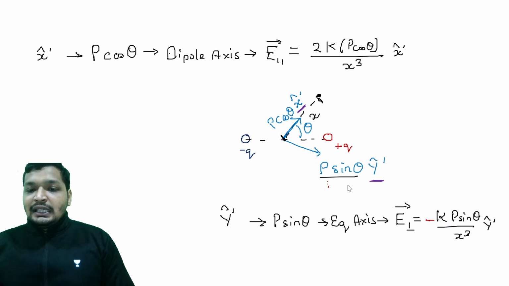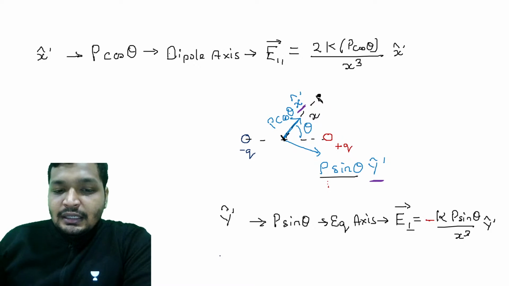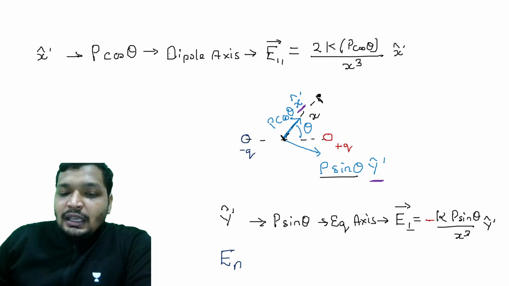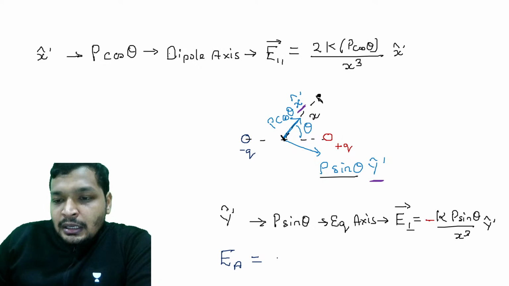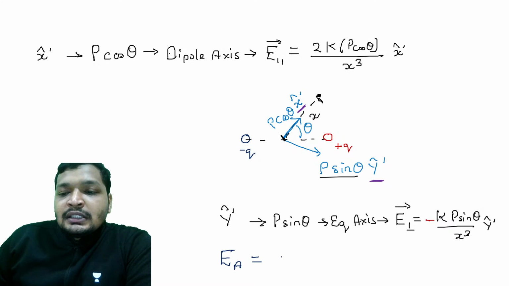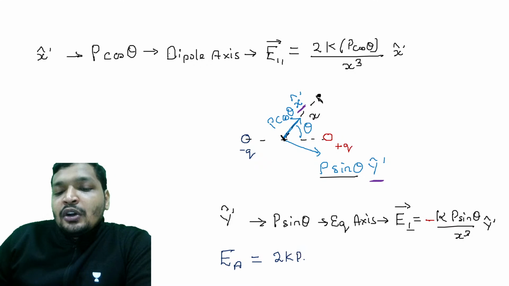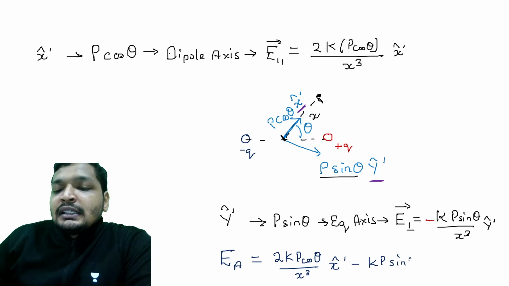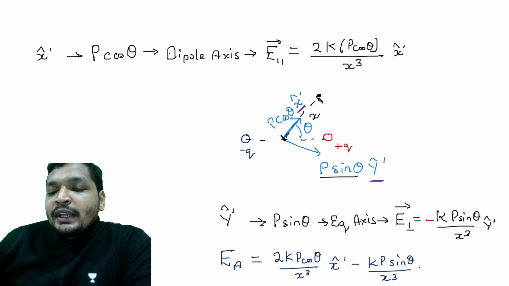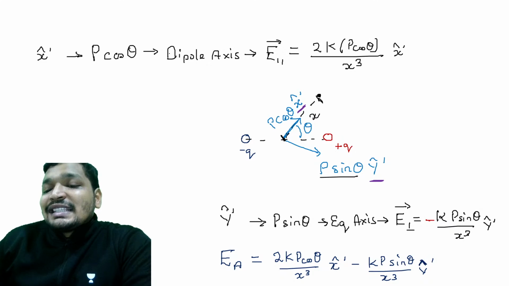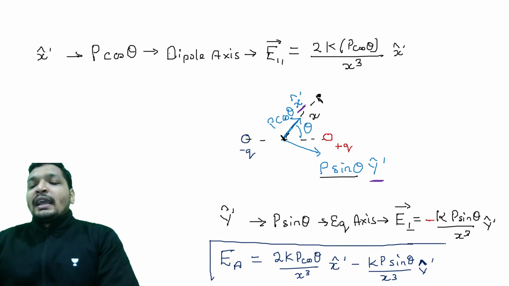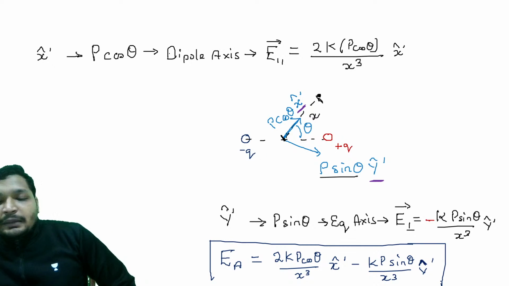If you understood this, we can say that the electric field net at a non-axis point, how much is it? Let's start with the plus of 2k P cos theta divided by x cube into x cap dash, minus of k into P sine theta divided by x cube into y cap dash. This is exactly the field for a point that is a non-axis point from the dipole.